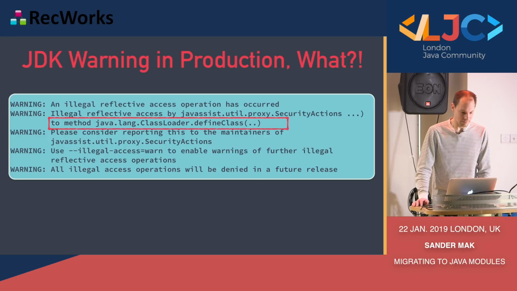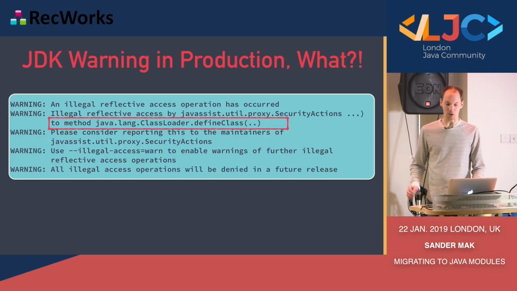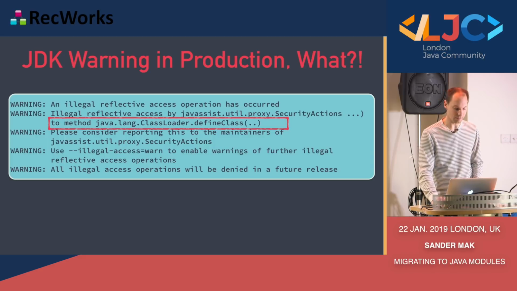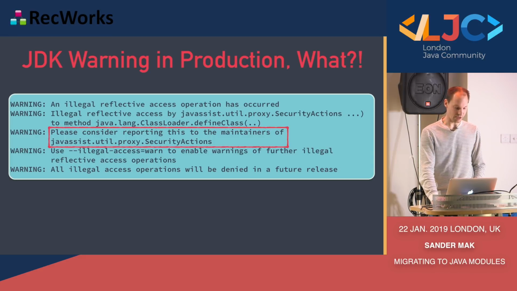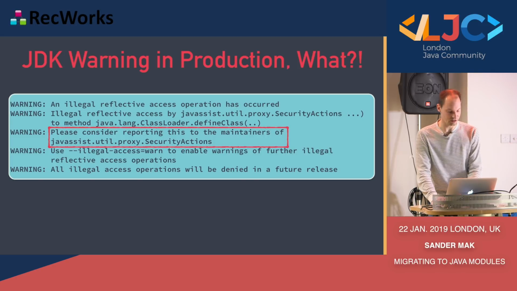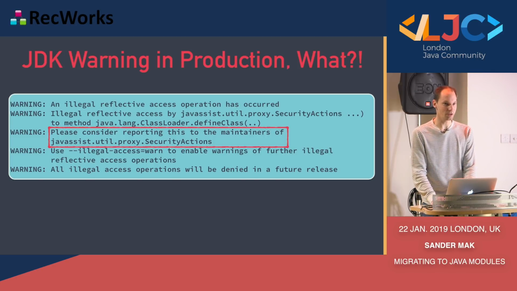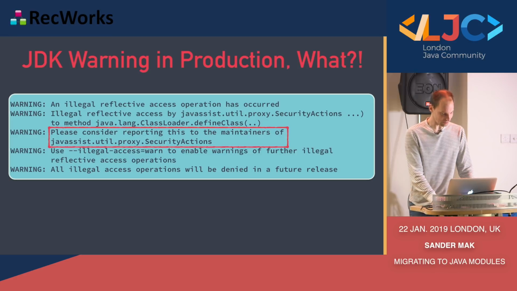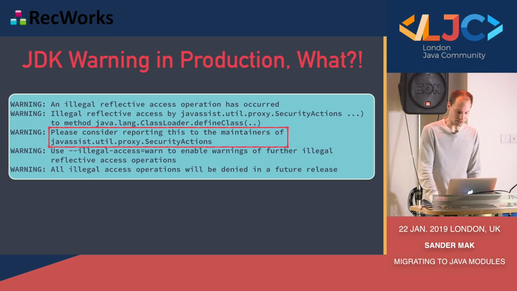Ooh, sounds dangerous. And apparently there's some method on ClassLoader called defineClass, which is not a public method apparently, but still the SecurityActions class in Javassist tries to hack into this by means of reflection. And we all know reflection can do anything, right? Well, it used to, but things are changing. And it tried to hack into this defineClass method to do its work. So apparently this is not something that we should be happy with because, well, here's this warning.